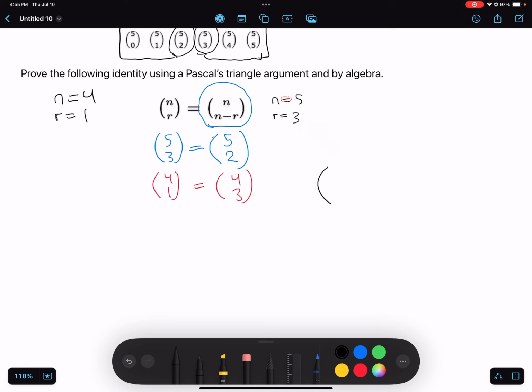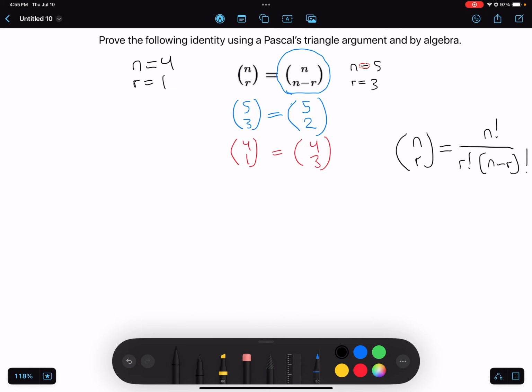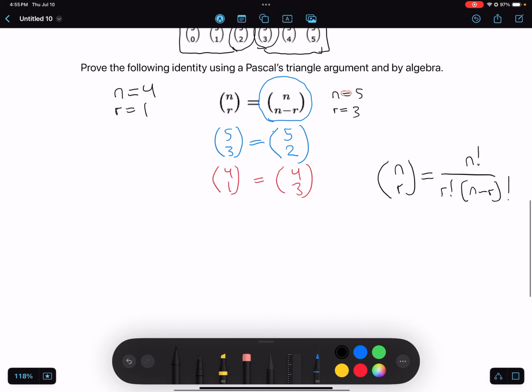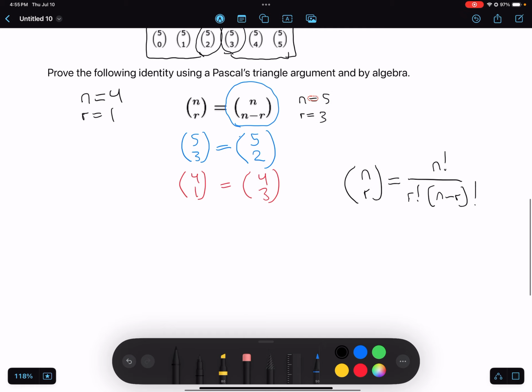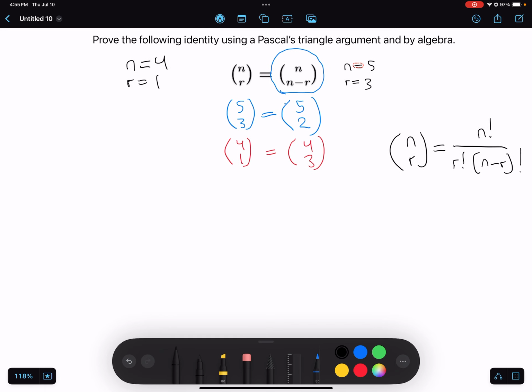That any n choose r number can be expressed as n factorial over r factorial times n minus r factorial. So that's just the way any n choose r number can be expressed, is in this form. So that's going to be very useful here. Basically, what we're going to try to do is express both sides of this identity, this equation, using factorials, and if they're both equal, as we can see using factorials, then it definitely means they're true.